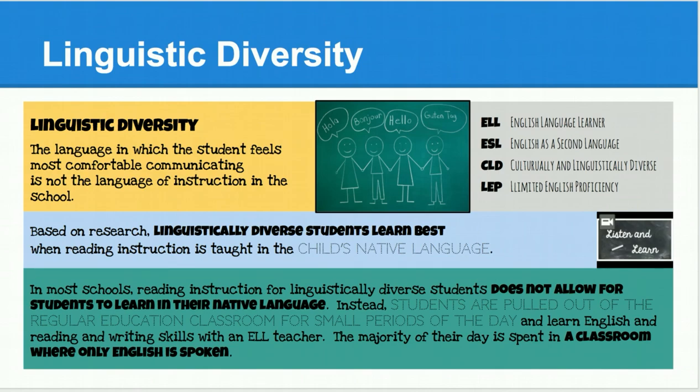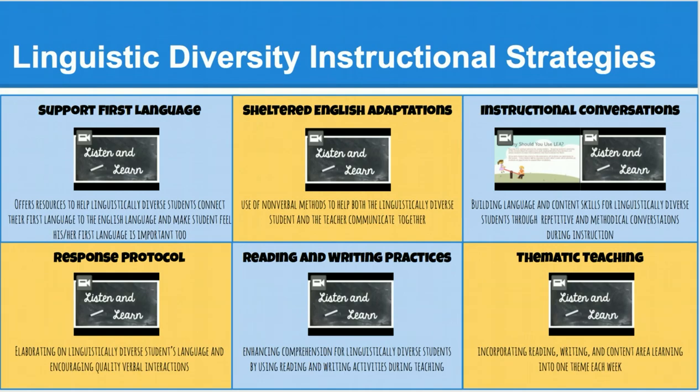Then we move into how to instruct our students that are linguistically diverse. Now, this slide has a ton of information. What you're going to want to do on this slide is to grab a notebook. And for each of these boxes, there's an instructional strategy. So we have support first language, sheltered English adaptations, and so forth. Write down that topic in your notes. Then read the little descriptor. It's kind of like the warm-up or summary of that instructional strategy.